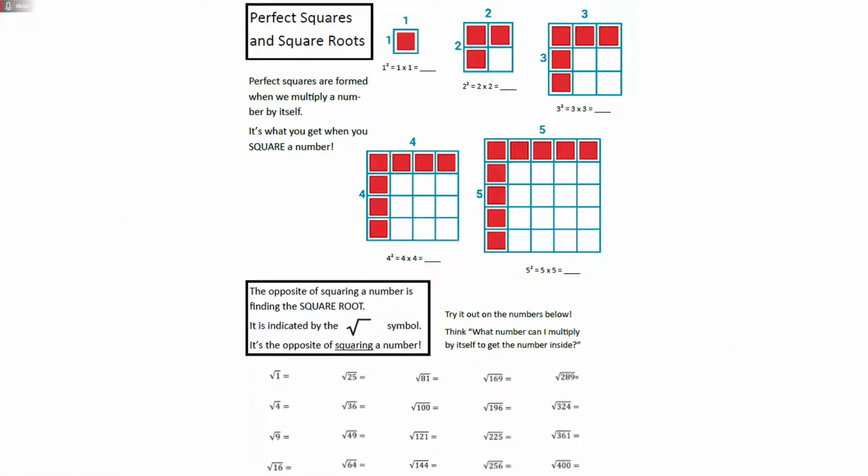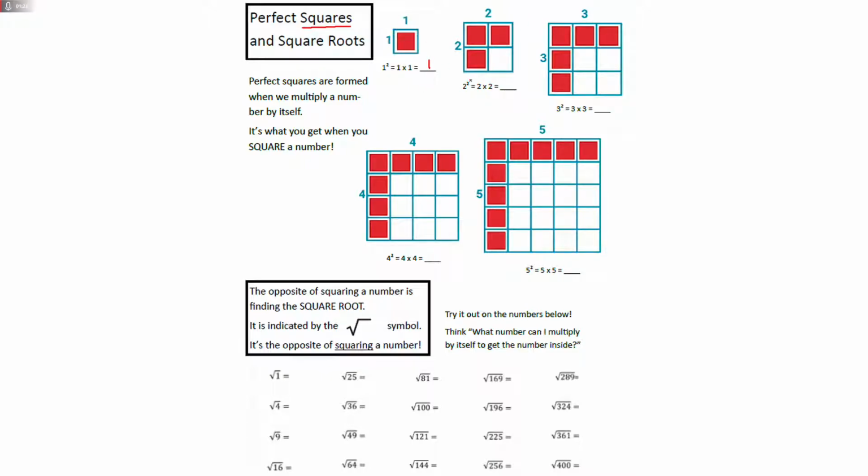So when we're talking about perfect squares and square roots, the main idea here is that perfect squares are formed when we multiply a number by itself. And we have these little diagrams here. Again, we have that idea of a square because we can see that these shapes make up squares. I would say that 1 squared equals 1 times 1, which is 1. So 1 is a perfect square.